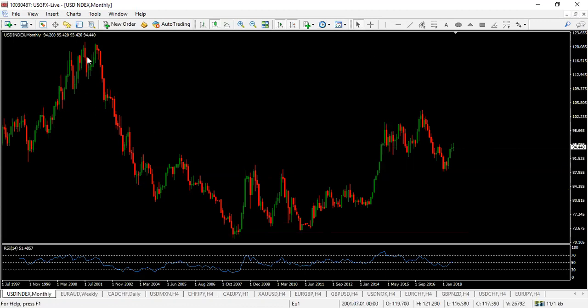Okay, so from the beginning, we saw that from 2001, the dollar was weakening.